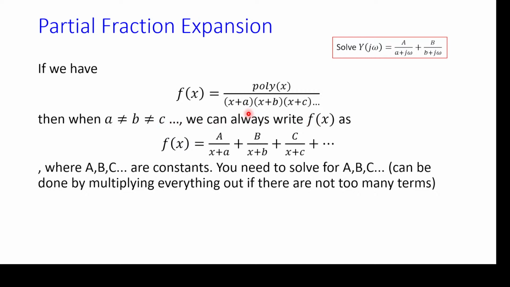And for the easy case, when all the roots of the lower polynomial are different, so a not equal to b not equal to c, etc., then we'll skip the proof here, but you can always write f of x as the sum of single fractions. So instead of f of x equal to some polynomial over the multiplication of x plus a times x plus b times x plus c, you can write it as some big A over x plus a plus some big B over x plus b plus some big C over x plus c, etc. And what's nice here is that now those A, B, C are just going to be numbers.